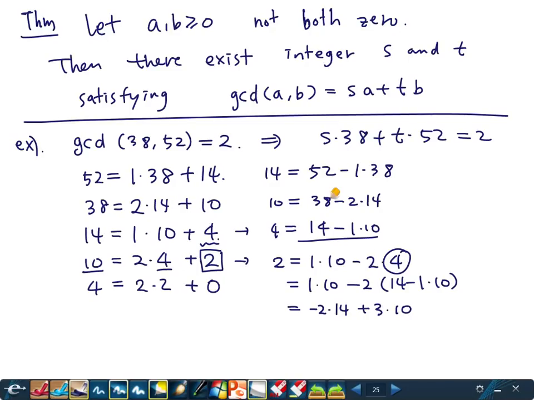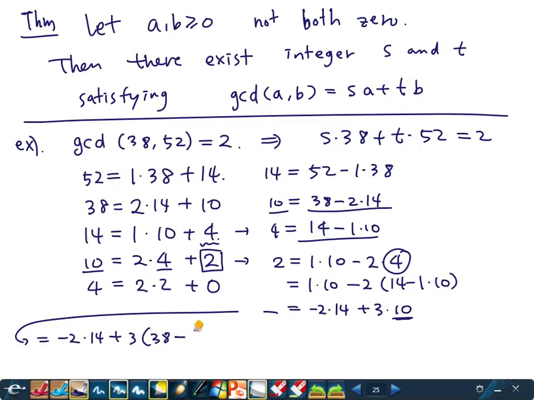Okay? Now, what is 10? I'm going to replace 10 by this. So let me continue over here. Minus 2 times 14, which is still the same, plus 3 times, what is 10? 38 minus 2 times 14. Now, let me simplify this. 38 goes first. Now, minus 2 minus 6, so it's going to be minus 8. Is that right? Yes.